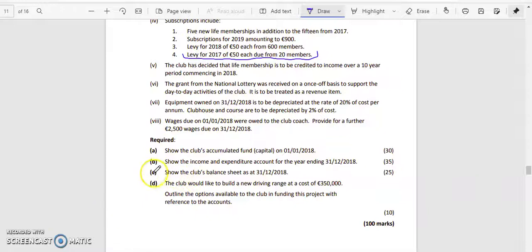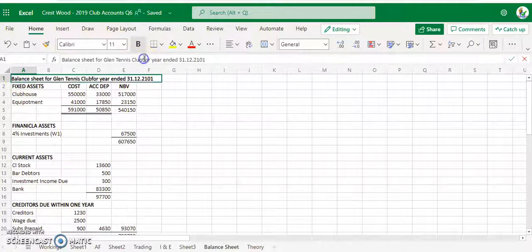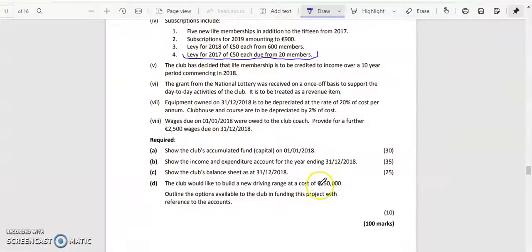Okay, so let's have a look at Part C: show the club's balance sheet as of the 31st of 12, 2018. So with the balance sheet, it's going to be very much like your question ones. So you're going to have your balance sheet at the start, so make sure you put in your heading. So we need to change this balance sheet for Crestwood. Make sure for year end, 31st of 12, 2018. I think it says in the question.